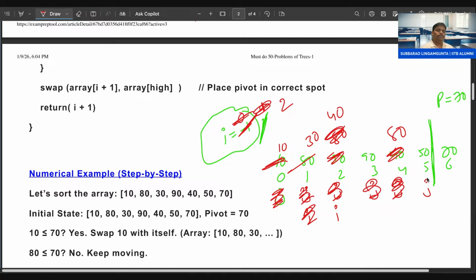J is going here. Again check whether A of J is less than or equal to the pivot or not. Yes, true. As usual, I increments by 1, so I will be here.